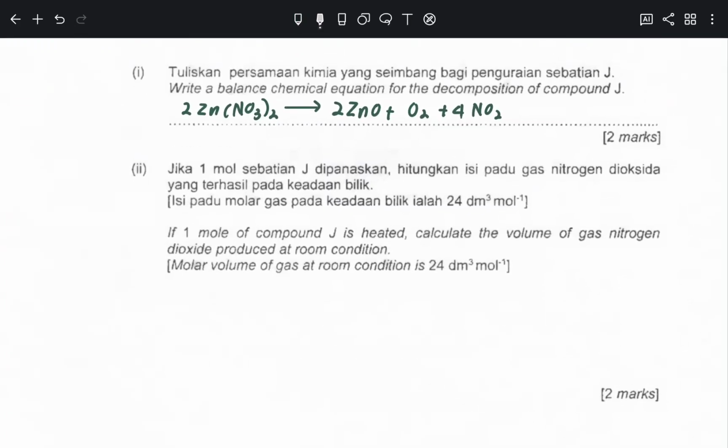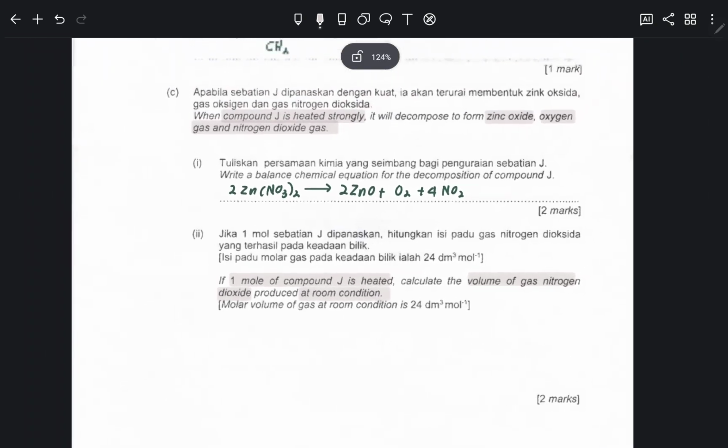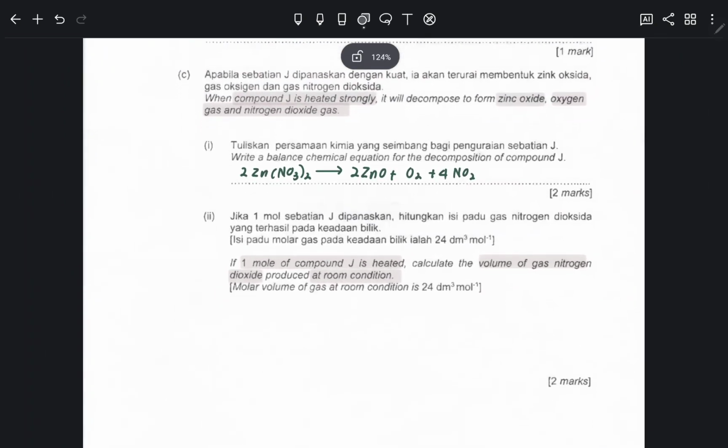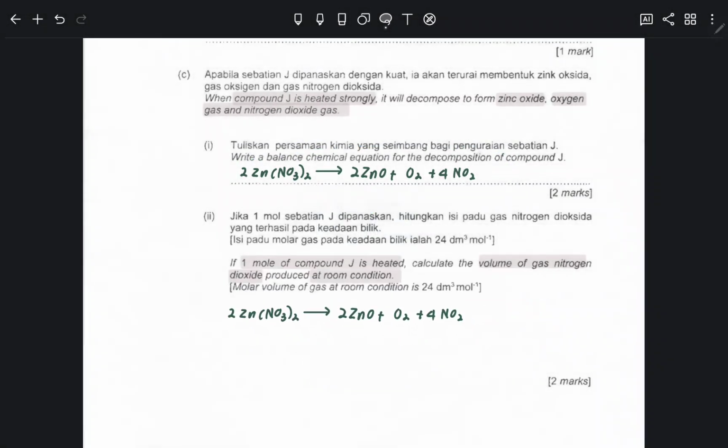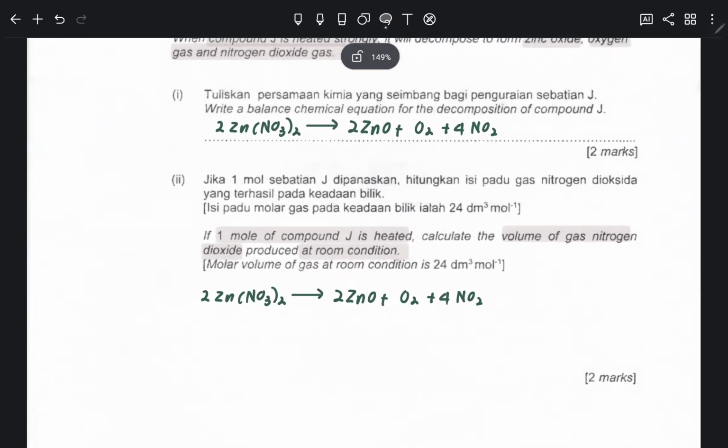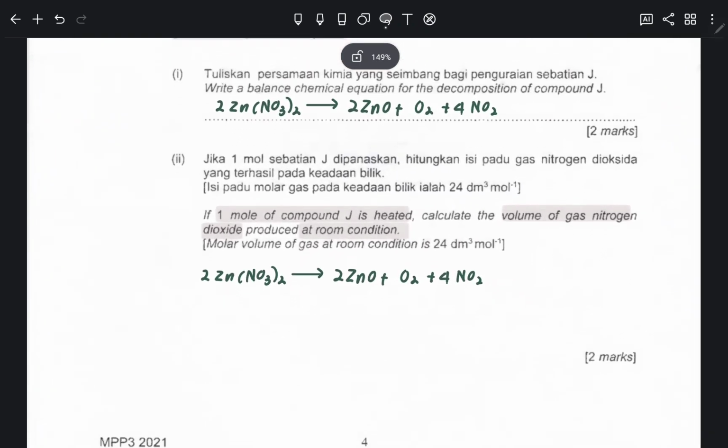And final one, if 1 mole of compound J is heated, calculate the volume of nitrogen dioxide gas produced at room condition. Okay, so based on your chemical equation, write back your chemical equation. Whenever you want to do calculation, please write your chemical equation. My students, please take note. Yesterday I marked one of my students' worksheet, they did not write back the chemical equation. Although it's up there, write back, don't be lazy.